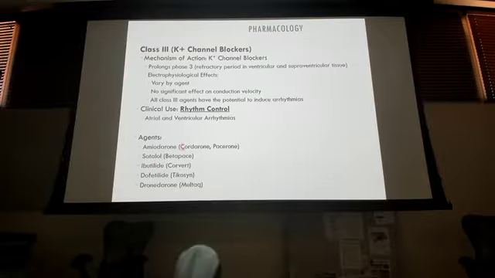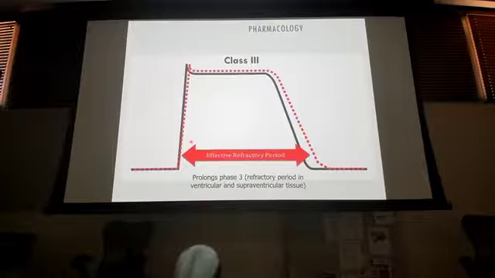And then here are all of our different agents. I kind of grouped them when trying to remember. So remember, this was our oddball, our sotalol, right? It was the only beta blocker, the solo beta blocker that was in class 3. He fell out of class 2. Then you have your amiodarone and your dronedarone. I kind of put those two together, and your ibutilide and your dofetilide. Okay? So these are your class 3 drugs that you have available.